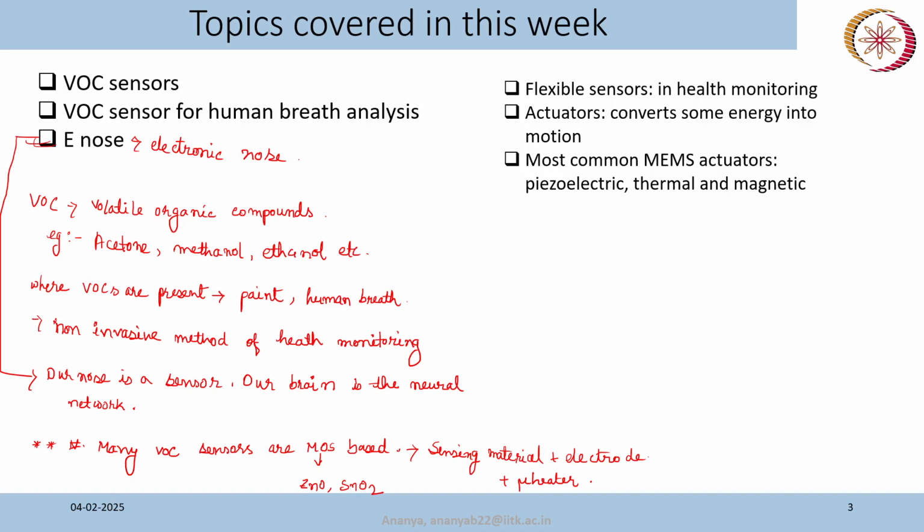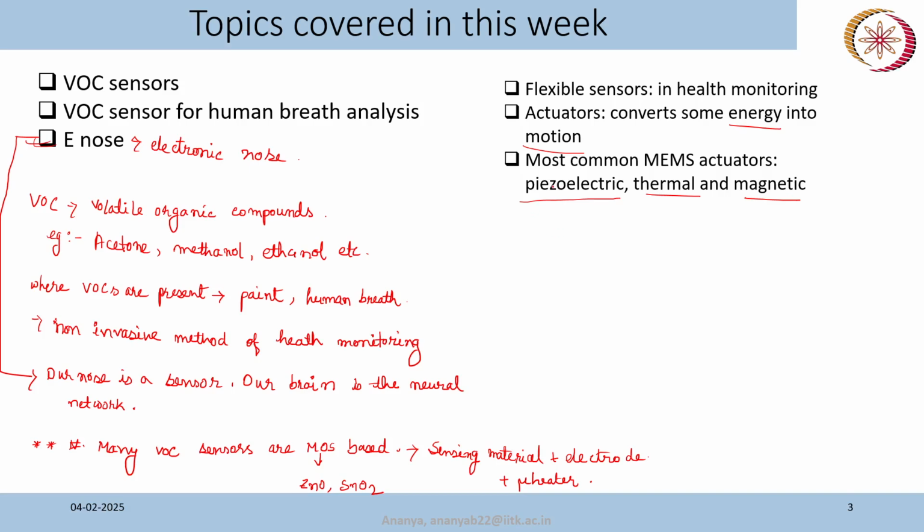So what is an actuator? It converts some energy into motion. So energy to motion, basically actuators are responsible for some movement of the device or the parts of the device. Now, in this course, we mostly discuss sensors in the micrometer and nanometer range. So the most common types of MEMS actuators are piezoelectric, thermal, or magnetic. Okay, there are other kinds of actuators also, but these were the examples given in the class.